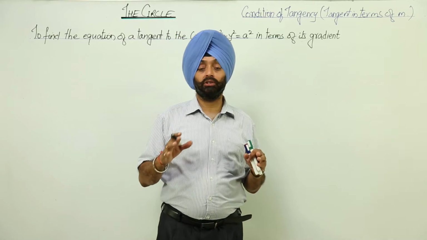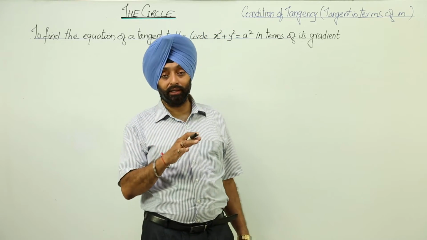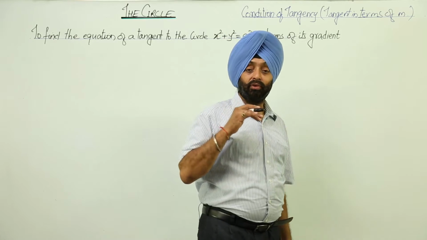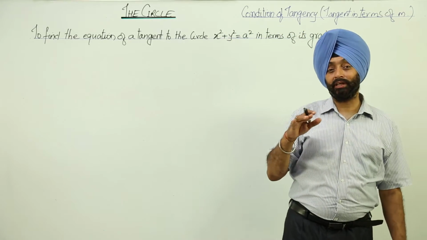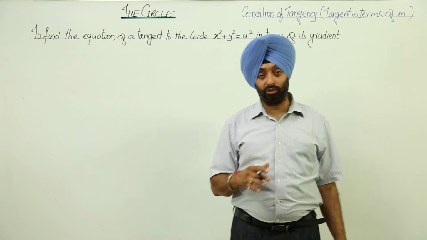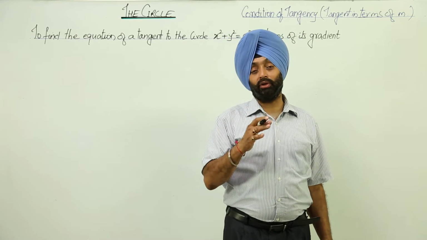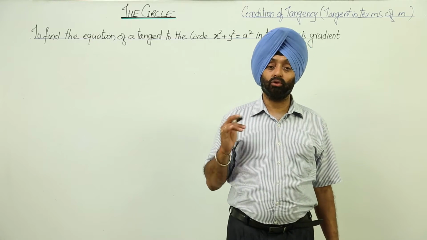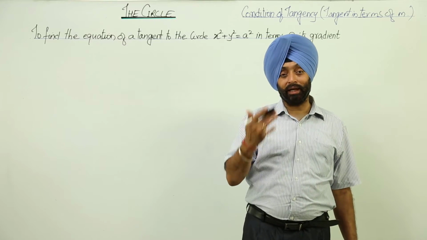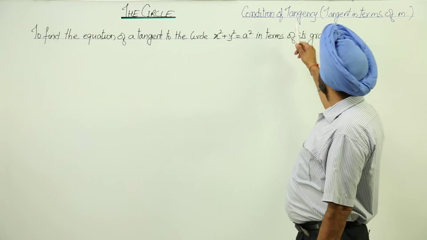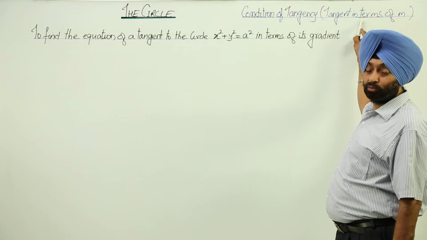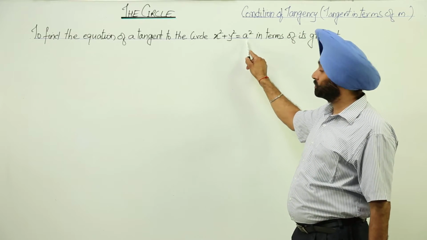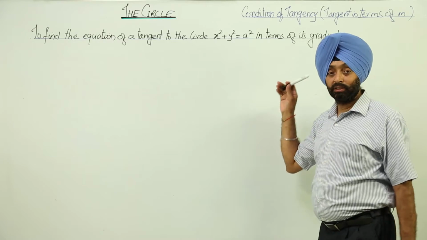We have already gone through the equation of a circle and the equation of a line when they are intersecting, and what the conditions are. When a line intersects a circle at two different points, the discriminant is greater than 0. When it intersects at only one point, the discriminant is equal to 0, and when it does not intersect a circle, there are no solutions. So, taking that into consideration, we have a topic: condition of tangency, tangent in terms of m. Now, to find the equation of a tangent to a circle x square plus y square is equal to a square in terms of its gradient.